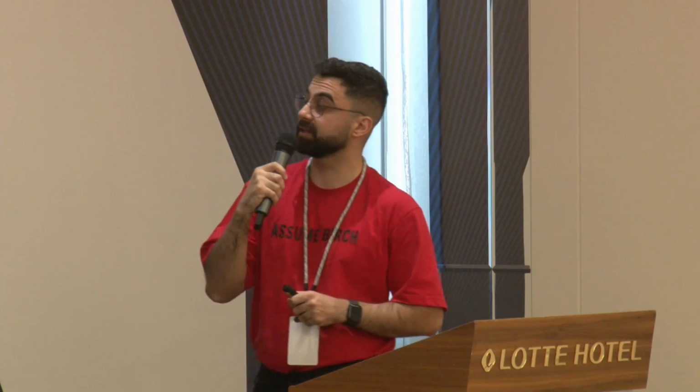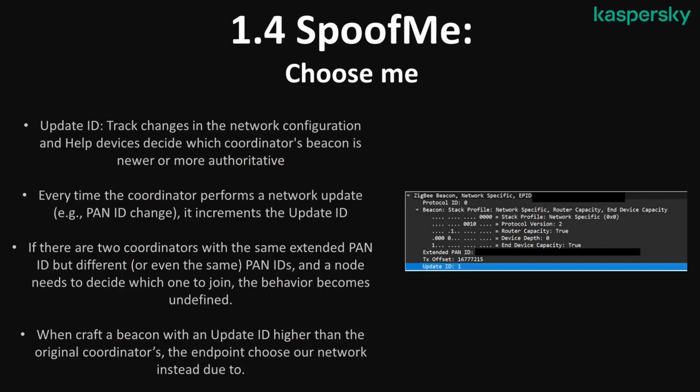Inside the beacon, there is a field called update ID, which, if increased from the previous frame, indicates that the coordinator has some new information about the network, some updates. So I came up with an idea. In general in ZigBee, when you have two coordinators operating with the same extended PAN ID, the behavior is not defined as to which one the endpoint will choose. Actually, every time I tried it, it was choosing the old coordinator.